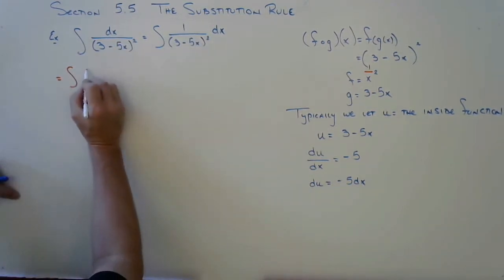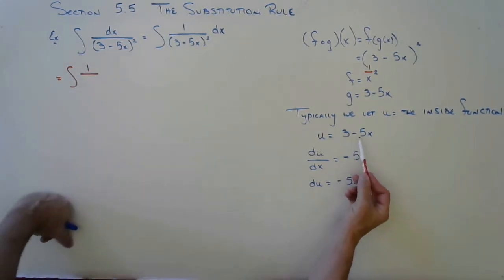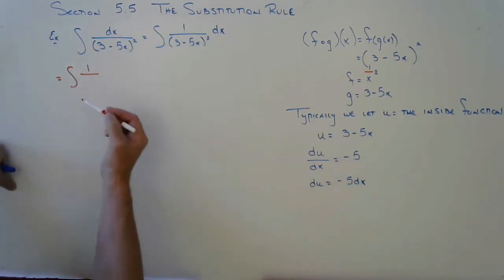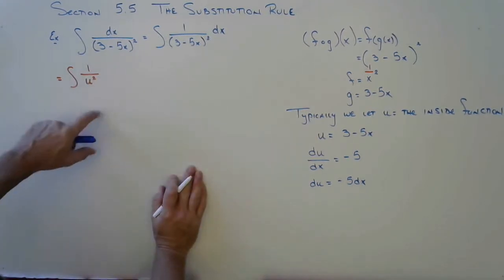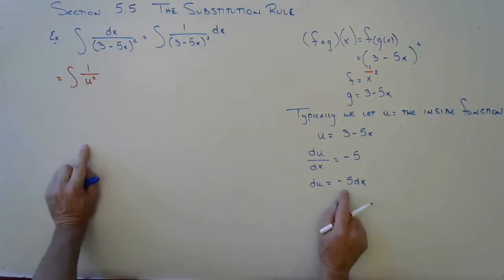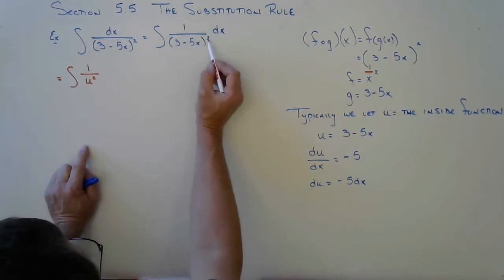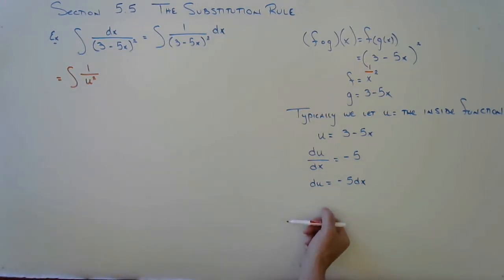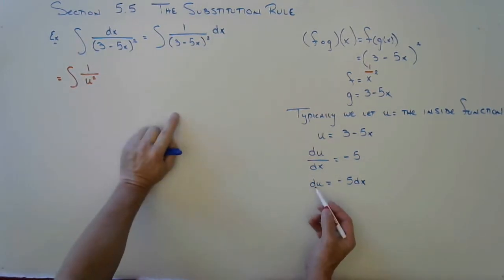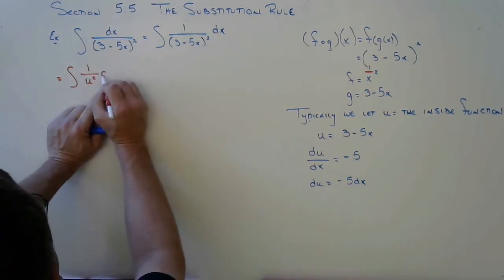So that's going to be 1. And remember, we want f of u. We've called 3 minus 5x u. So this is going to be 1 over u squared. Now, what do we have left, right? We have used up 1 over 3 minus 5x squared, right? Now we have a dx. Now, for us to get a du into this problem, we want to write du here.